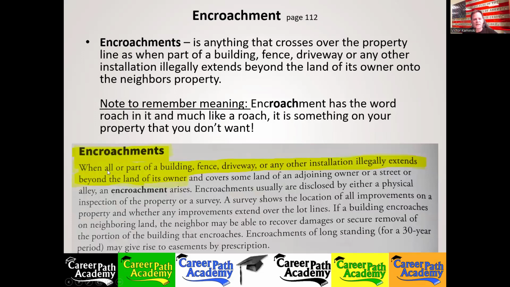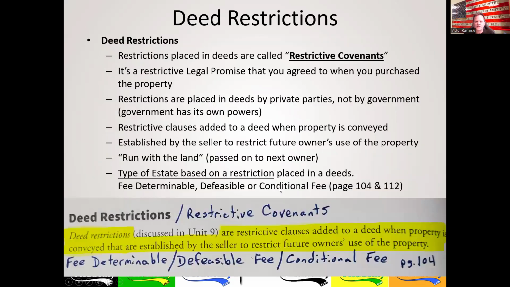Okay, so here's where you would highlight the thing on encroachments. This is on page 112. And then also on 112 is deed restrictions, also known as restrictive covenants. The covenant is a legal promise. This is a restrictive legal promise that you agree to abide by when you take ownership of a property.